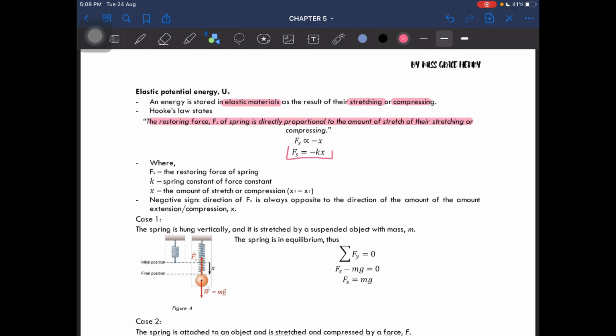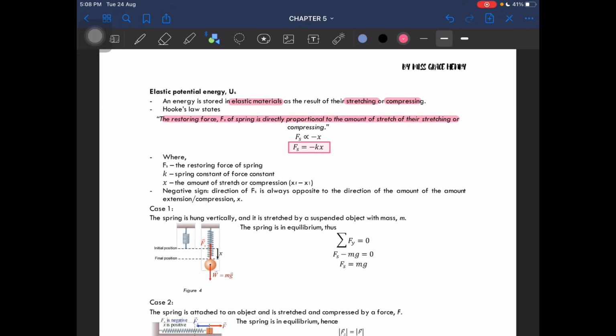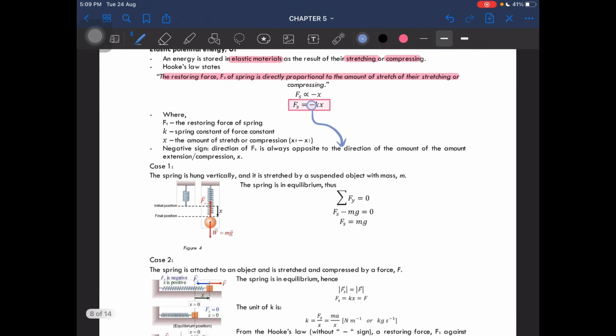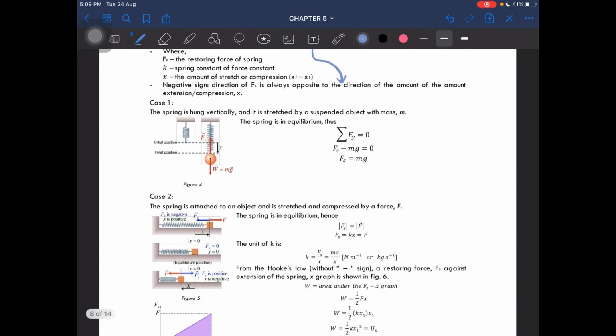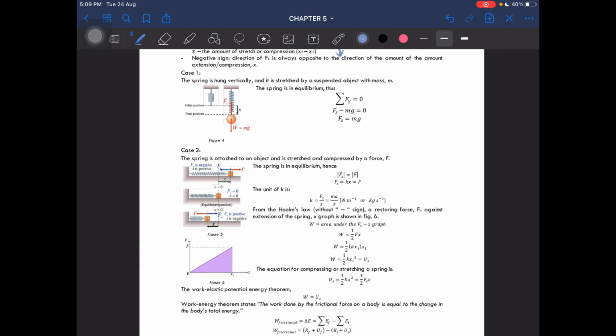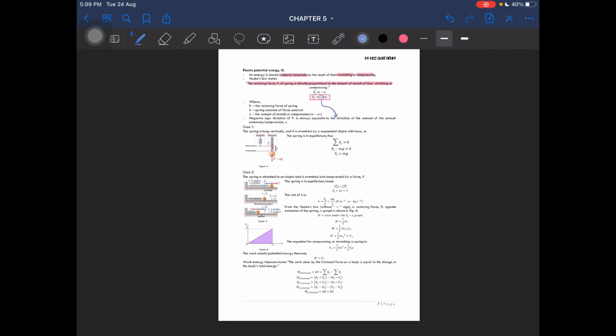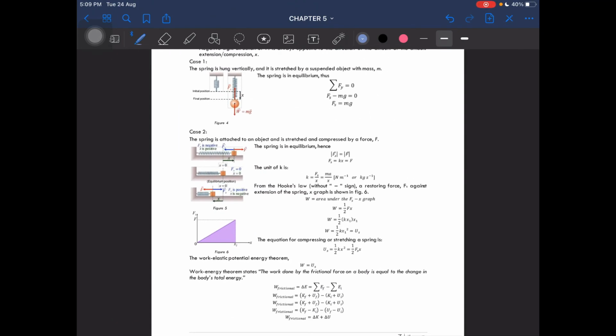Mathematically it is written like this. The negative sign here is always opposite to the direction of the amount of extension or compression. These are some of the cases where we need to use the elastic potential energy formula.